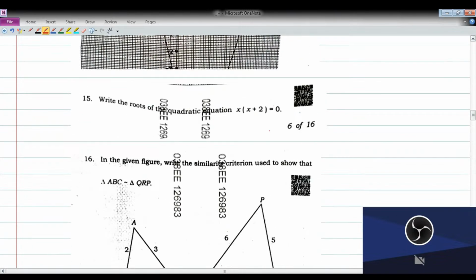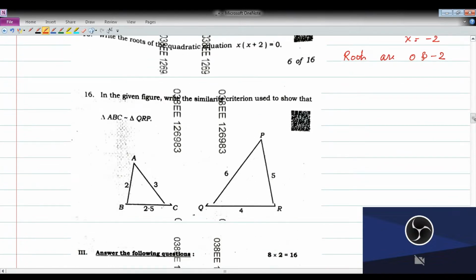Write the roots of the quadratic equation. It is a quadratic equation, but it is not in standard form. They have given it simplified as x into x plus 2 equal to 0. If we simplify this, what happens? The product of two terms is 0, which means either x equals 0, or x plus 2 equals 0. So x is equal to how much? You will get -2. Therefore the roots are 0 and -2. These are the solutions for question number 15.